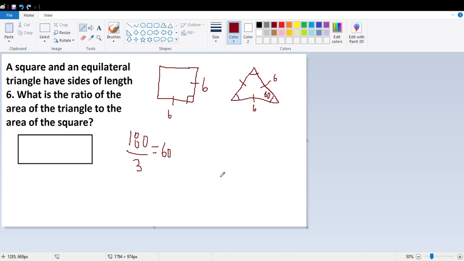Alright, so we want to find the ratio of the area of the triangle to the area of the square. So I'm going to write it here. The ratio would be area of triangle over area of square. The area of the square is base times height. This is my base, this is my height. 6 times 6, that's what I write here. We already know the bottom right away.